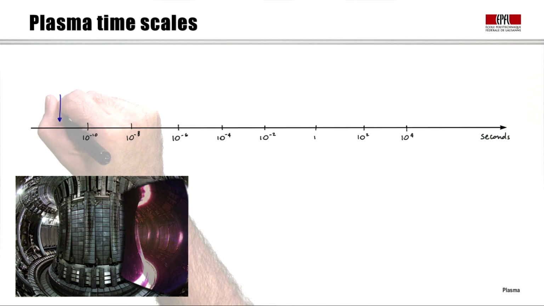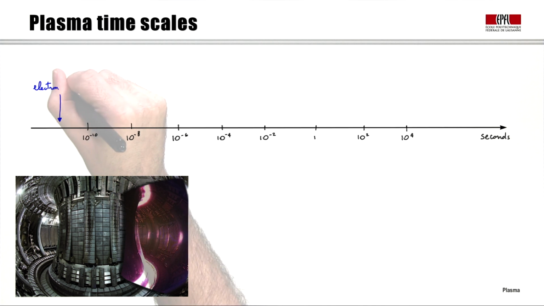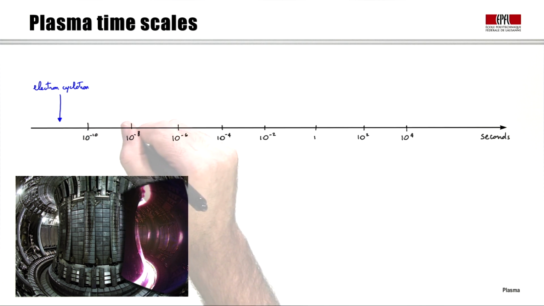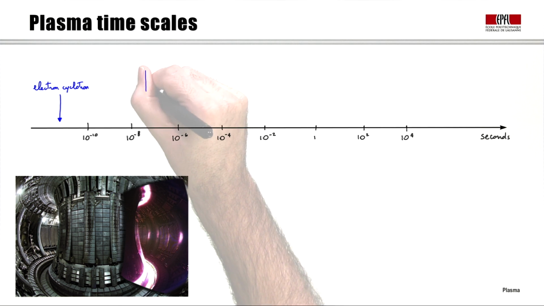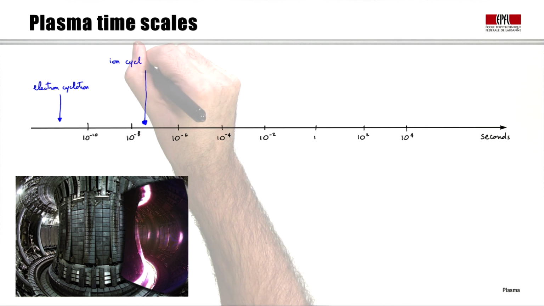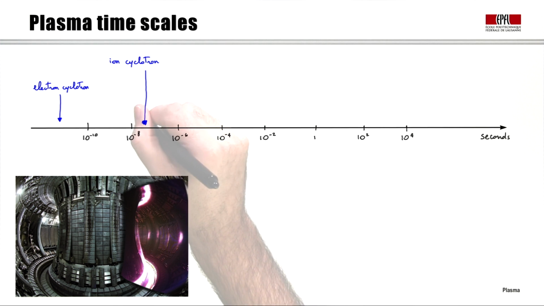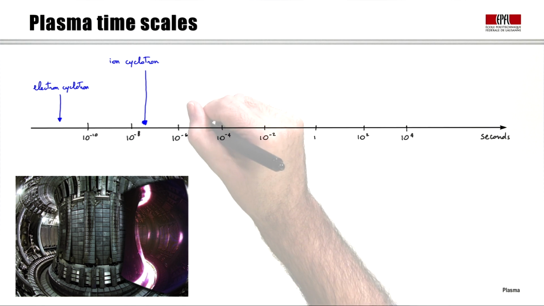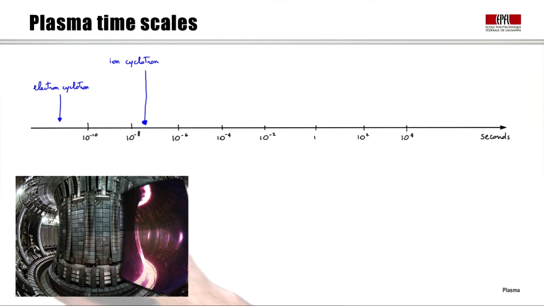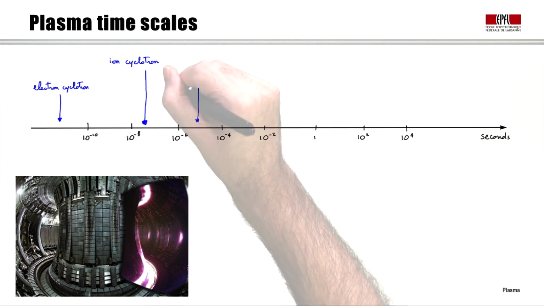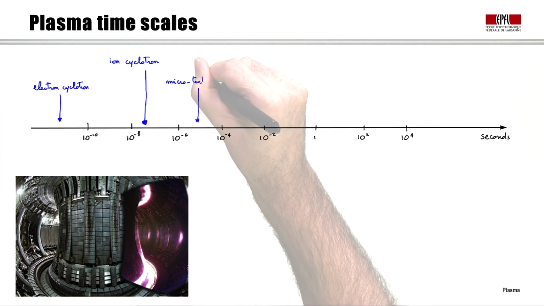The fastest phenomenon present is the electron cyclotron motion that occurs on a timescale that is smaller than 10 to the minus 10 seconds. The second phenomenon that is observed is the ion cyclotron motion that occurs on a timescale of the order of 10 to the minus 7 seconds. And then in all these devices to confine plasma for fusion purposes, there is turbulence present, and microturbulence occurs on a timescale of the order of 10 to the minus 5 seconds.